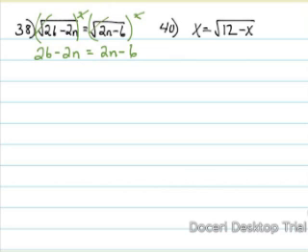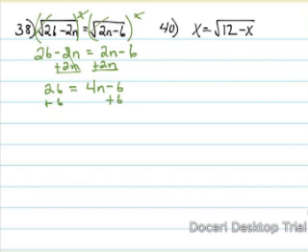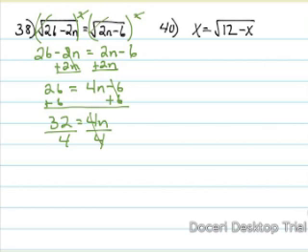A bit of a more complicated equation, but we can do it. We're going to add 2n to start, and we'll have 26 equals 4n minus 6. Add our 6 over, and we'll have 32 equals 4n. Divide by 4, and we'll end up with n equals 8. Again, you should plug that back in, make sure that it's not extraneous.